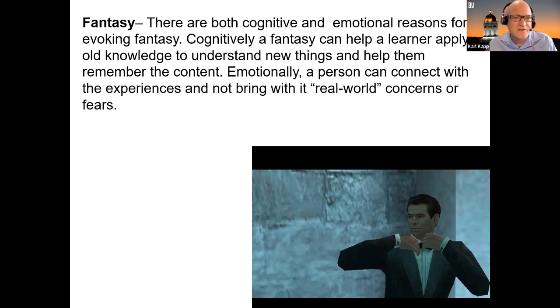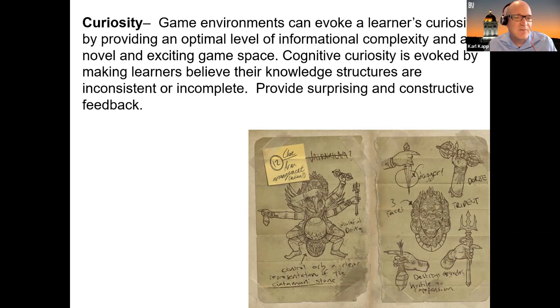So one of the things that Melanie talked about was fantasy. Another thing discussed is curiosity. Game environments and gamification can invoke a learner's curiosity by providing informational complexity, like, hey, what's going on? Hey, what's in this environment? Hey, what's going to come next? Unpredictability is a way to guide curiosity. The learner doesn't know what's going to happen next. The learner is unsure of the situation, right? So those are things that can definitely pique someone's curiosity.